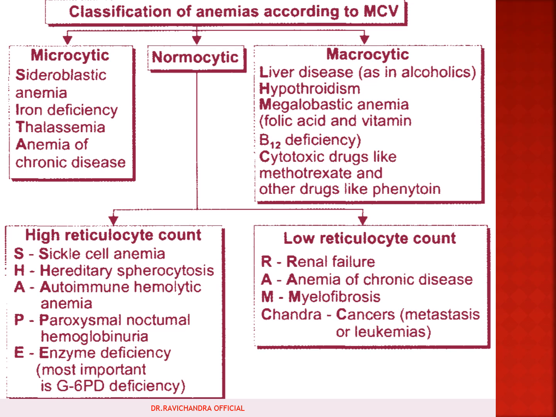For the low reticulocyte count, it is the mnemonic Ramco or Ramchandra or CRAM, whatever it is. C for cancers, all the metastasis or leukemias. R for renal failure, A for anemia of chronic disease, and M for myelofibrosis.